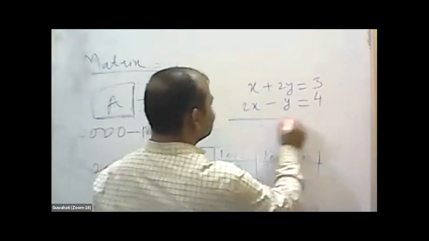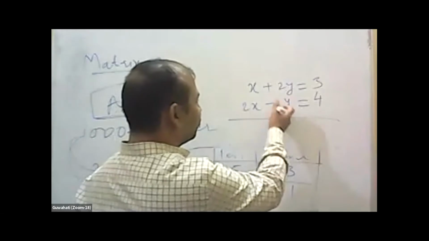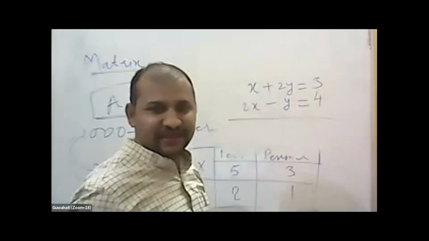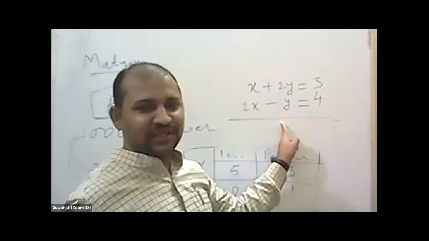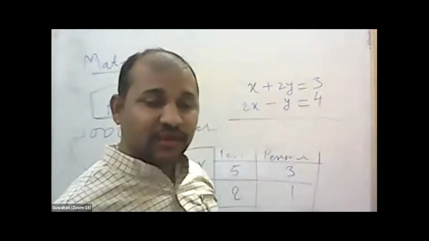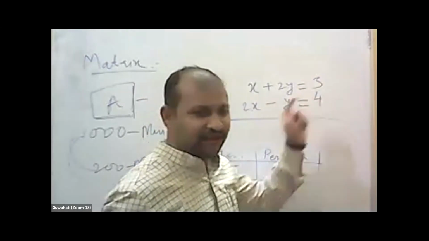Sir, we'll have to make either x or y equal and then solve it for the other one. Correct. Right. Suppose you will tell me, sir, you can multiply this equation by 2. Add these two equations, you will get the x. Correct. Multiply the second equation by 2. Add these two equations, you will get the value of x. Correct. So you can do that because there are only two variables, right?